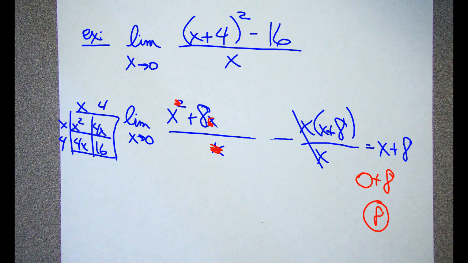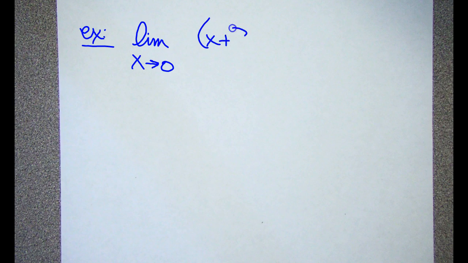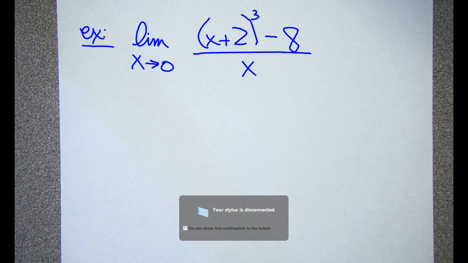Okay. Let's try the limit as x approaches 0 of (x plus 2) to the third minus 8, over x. So that's the third. You've got to FOIL it, and then do it again. The hard part of this problem is the algebra, not the calculus.